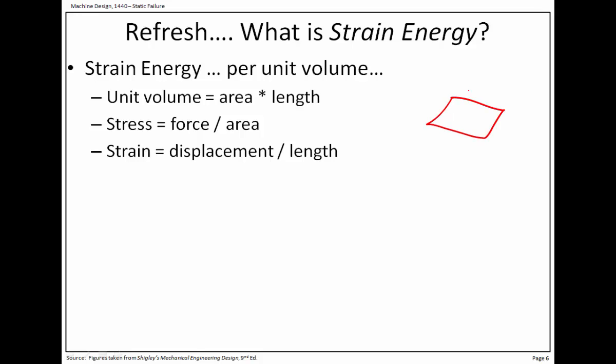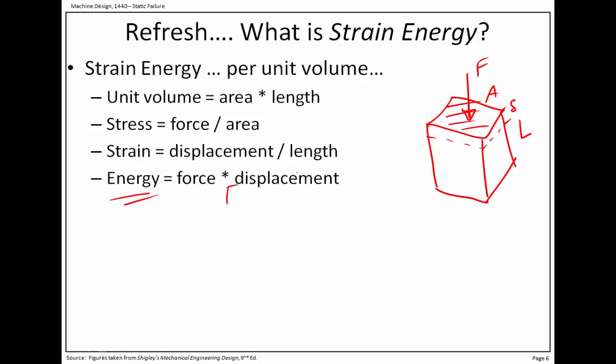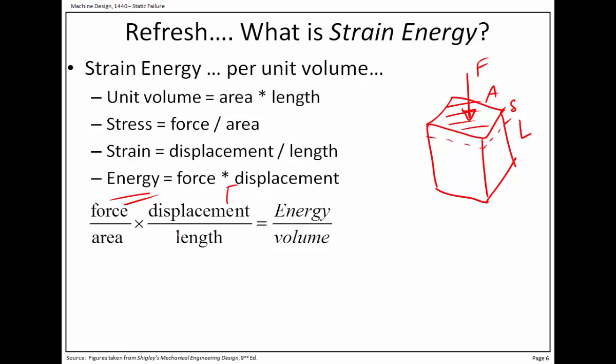So if you had a piece like this, and you had that area on it, and you had a length right here, and you applied a force to it, it would deform a certain amount, right here. And you know that energy is going to be force times displacement. If you multiplied the stress times the strain, at the top you'd have force times displacement, so you end up with energy. At the bottom, area times length, you end up with volume. So you end up with this thing that we could call strain energy.